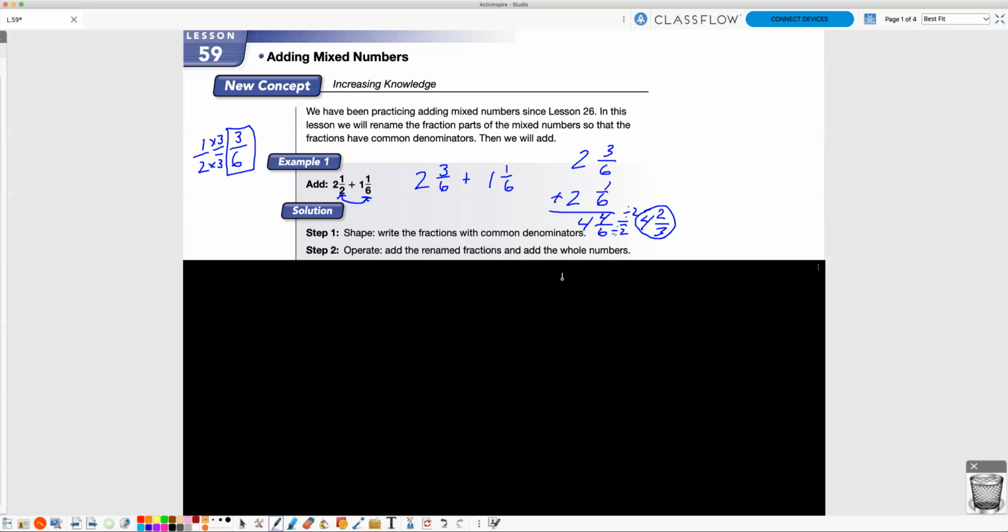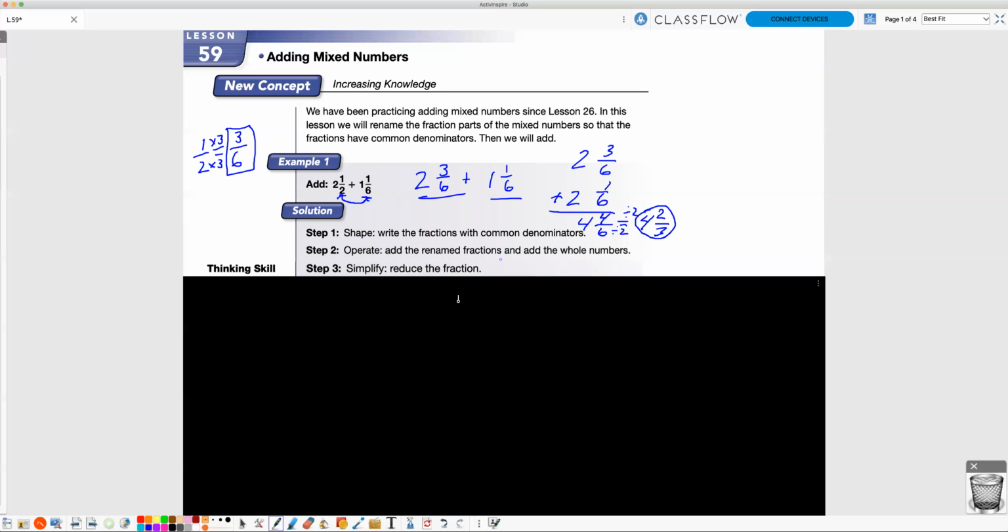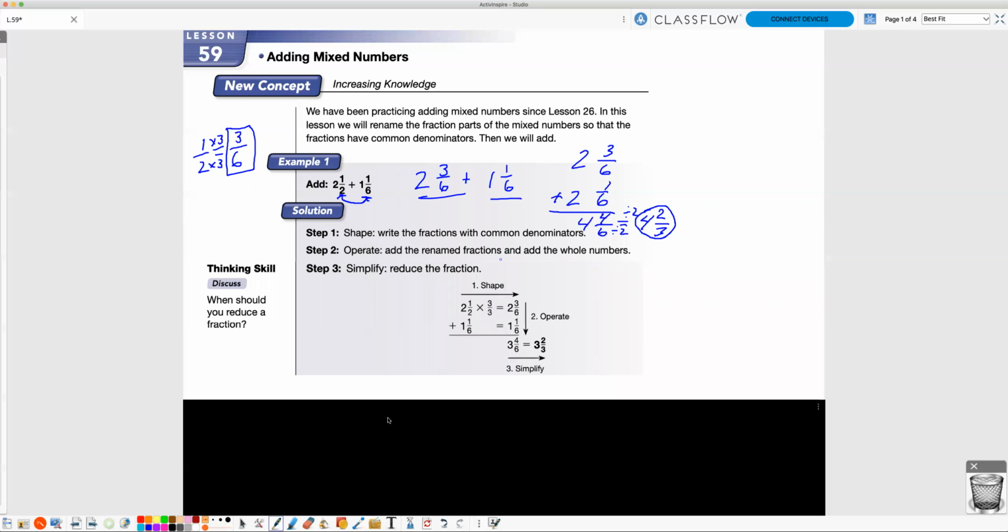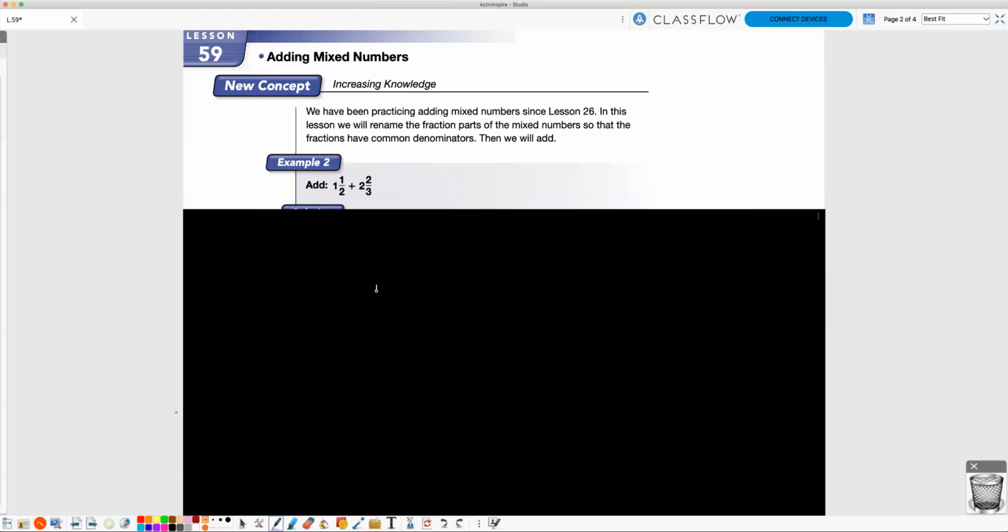So step 1, write the fractions with common denominators. That's what we did. Then step 2 was to operate by adding the renamed fractions and then add the whole numbers. That's another thing we did there. In step 3, we simplify by reducing the fraction. So it would come out to be that way. When should you reduce a fraction? Always, almost 100%, unless it says otherwise. If it says to not reduce it, which is very rare, that's just when you would want to do that.